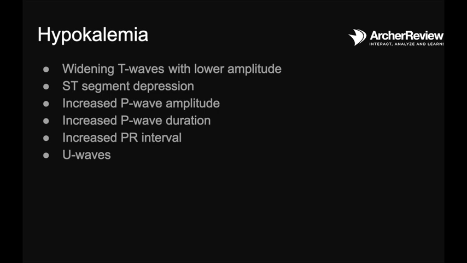A lot of these changes are the reverse of what we saw in hyperkalemia. So instead of the tall peaked T waves, you have widened T waves with a lower amplitude. You have the ST segment depression. You have increased P wave amplitude and duration, whereas with the hyperkalemia, we saw a flattening P wave until eventually the P wave just disappeared. You have the increased PR interval, and the U wave is something new for us. Let's take a look at what all of this looks like on an EKG.